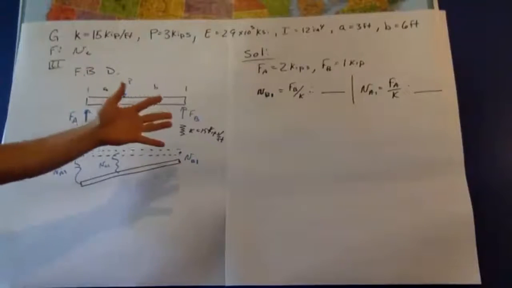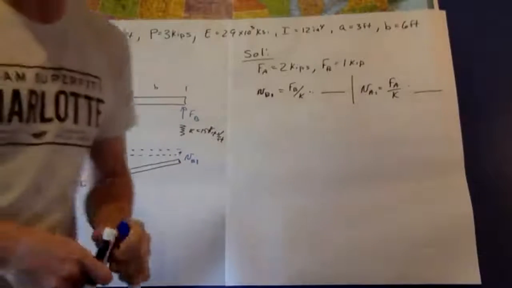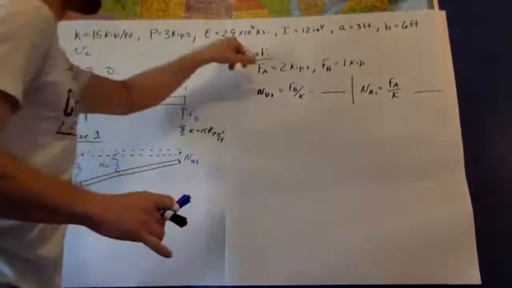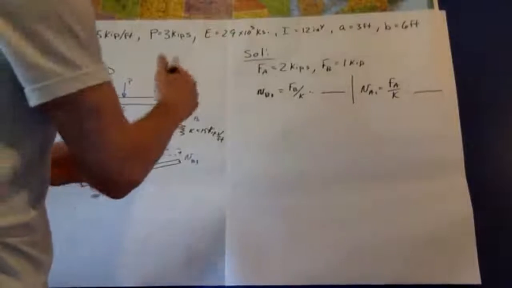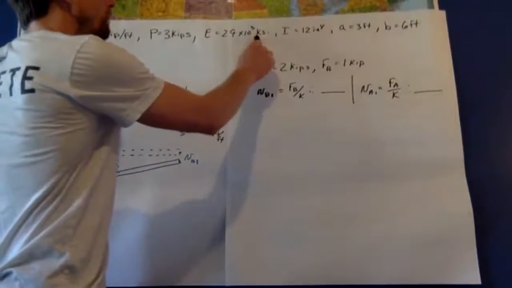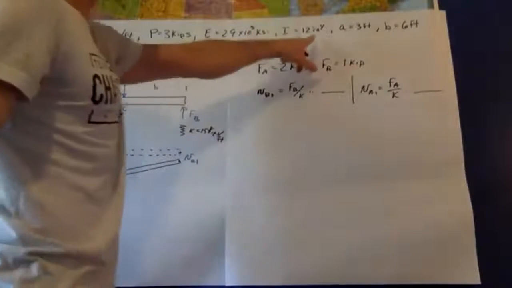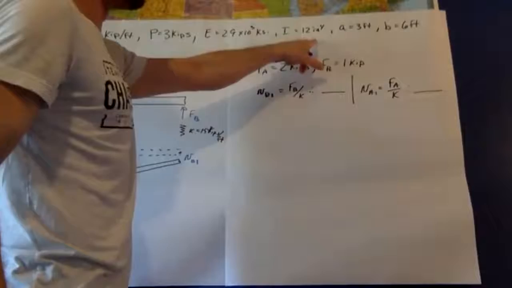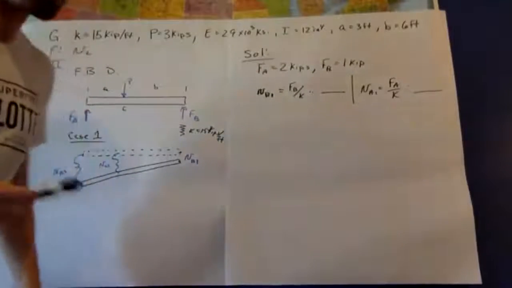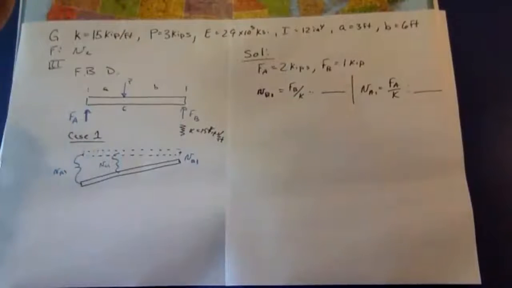I'm not going to work this out for you right here. Let's see what I have. So what I did was I actually worked out the E, and I got this E in kips per square foot. And I also got the I in feet to the fourth. And that's how everything else should be in feet from there on out.